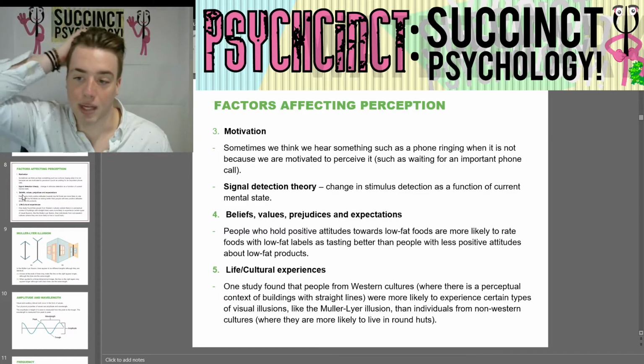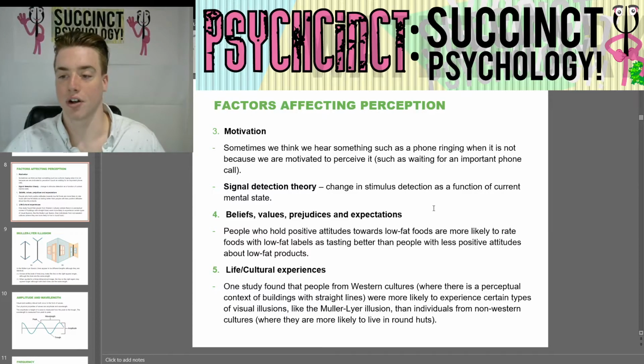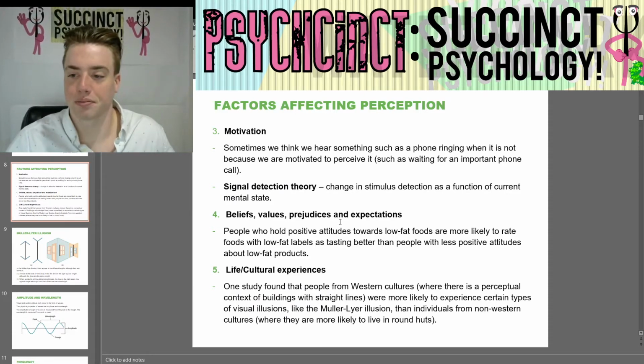And with that, we have signal detection theory, which is change in stimulus detection as a function of your current mental state. Again, that's that eagerness: your mental state is you really waiting for that phone call or text, and so it changes your stimulus detection.